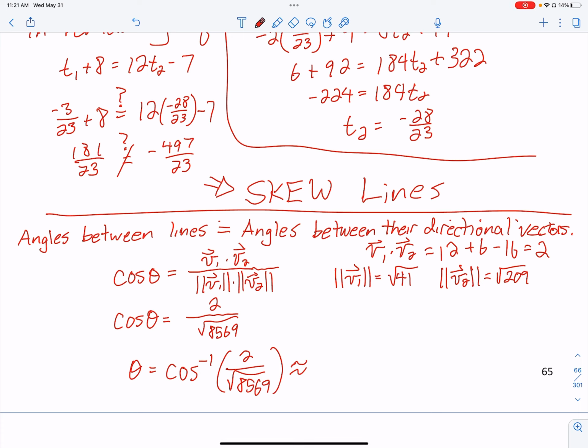All right, the approximation for that, calculator, hold on. Okay, there we go. Inverse cosine of 2 over the square root of 8569. All right, I got about 1.549 radians, which is roughly times 180 divided by pi is about 88.8 degrees. All right, that was problem 2 off that example. Now we got to do 3.